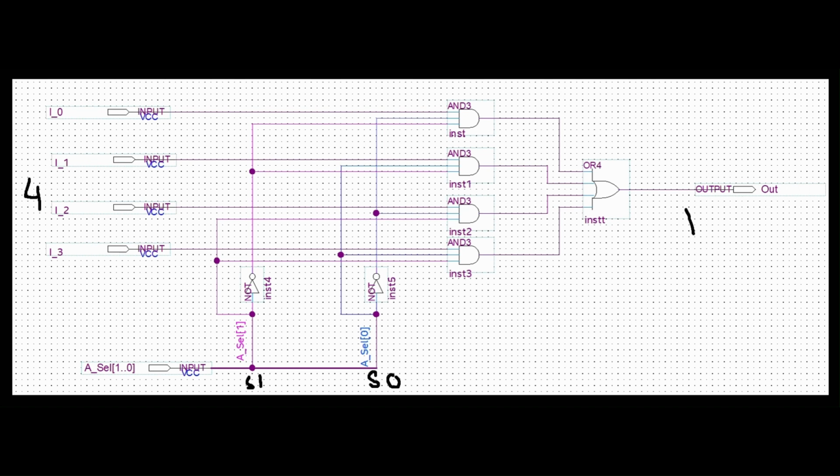Since it's a 4 to 1 multiplexer, if the selector is both a value of 0, then it's going to select the first input. And if it's 0, 1, then it's going to select the second input. If it's 1, 0, then it's going to select the third input. And if it's 1, 1, it's going to select the fourth input. And we're going to implement this into the large size multiplexer for accepting inputs A and also input B.